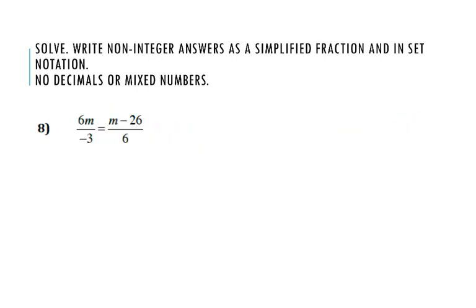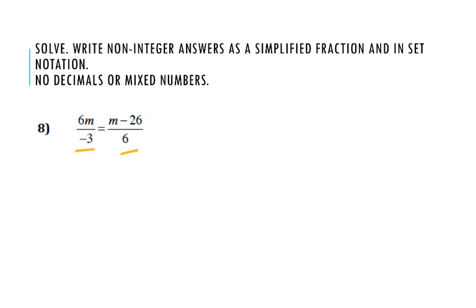Number 8, we have a rational equation. So 6m divided by negative 3 equals m minus 26 over 6. So the first thing we want to do is find a common denominator, which notice our denominator on the left here is negative 3. The denominator on the right is 6. So a common denominator would be negative 6. That way we don't have negatives in our denominator.